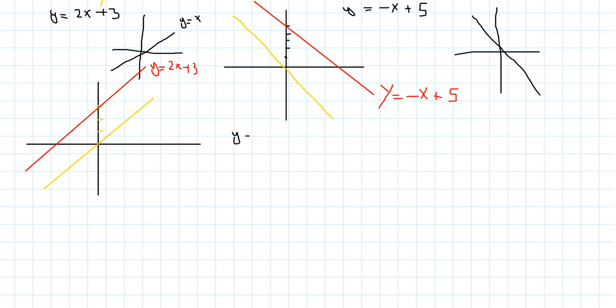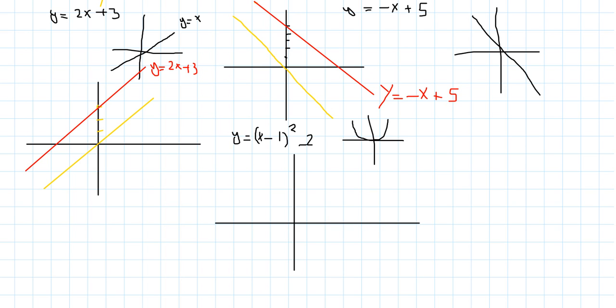y equals (x minus 1) squared minus 2. I know the graph of x squared is like this, a positive x squared. Now I have a positive x squared again. So easily I draw the graph of y equals x squared.